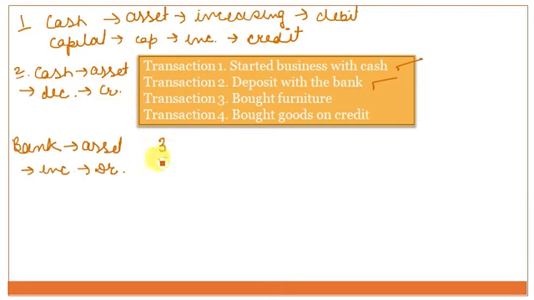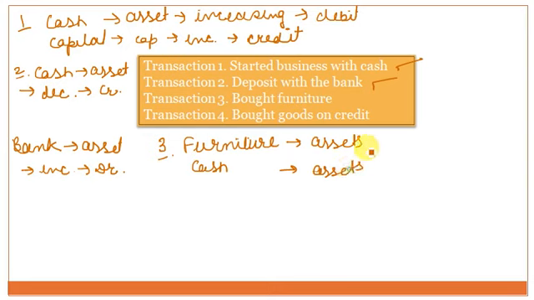And then when we talk about transaction 3, bought furniture, two accounts are involved, furniture and cash, and both are assets. So this asset is increasing whereas this asset is decreasing. So we must debit the furniture and credit the cash.